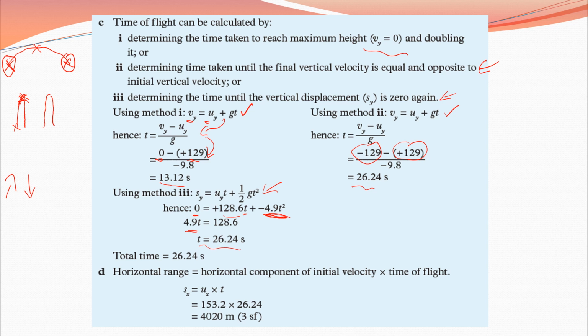Okay to go back and revise that one again because it is a little bit complicated conceptually. And horizontal range, we've got a formula for that which we've used before. S in the x direction equals u times t. We know what u is, we know what t is, we plug the numbers in, and we get an answer, 4,020 meters.